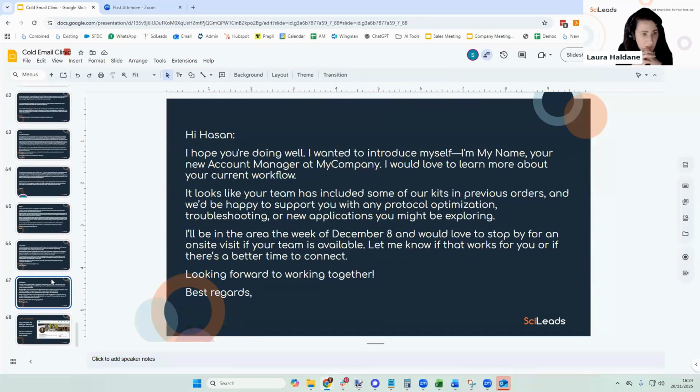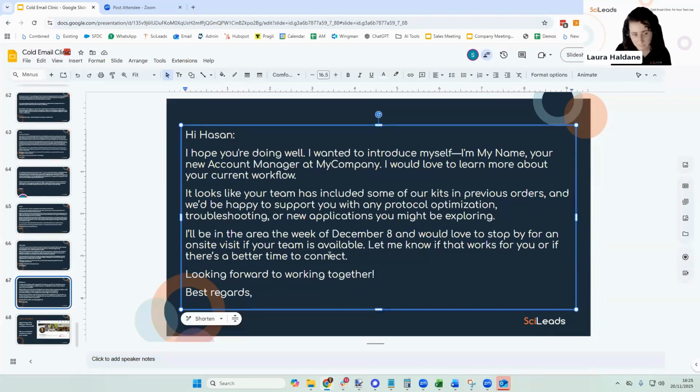Okay, one more. So, hi, handsome. Want to introduce myself, your account manager. I'd love to learn more about your current workflow. It looks like your team is introduced. Again, I would have that at the start, quick intro: this is why I'm messaging you, because your team has included some of the kits in previous orders. I'll be visiting insert place that they are on the week of December 8th. I would be more specific. I've got two free slots on Tuesday and Wednesday. Would Tuesday morning or Wednesday afternoon work best? Question mark. Again, stop there. I think you get the drift.